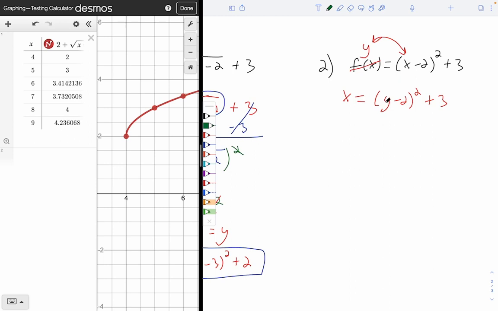So now we're going to solve for y. In this case, we're going to isolate this squared piece. Instead of a square root, we have a square. So we're going to isolate the square. Attached to it is a plus 3. So how do I get rid of the plus 3? Subtract it over. So then I have x minus 3 equals y minus 2 squared.